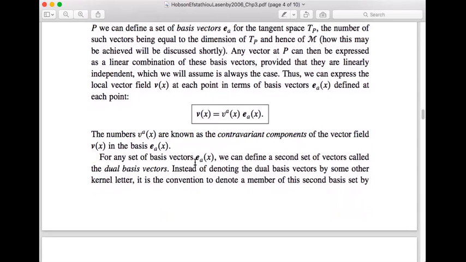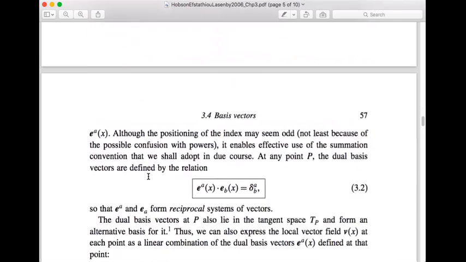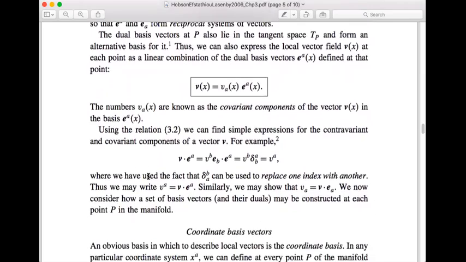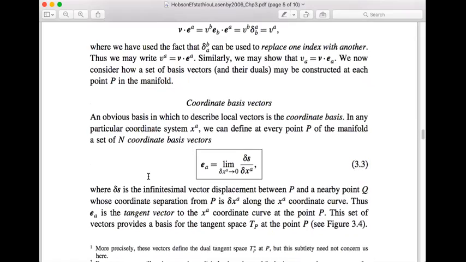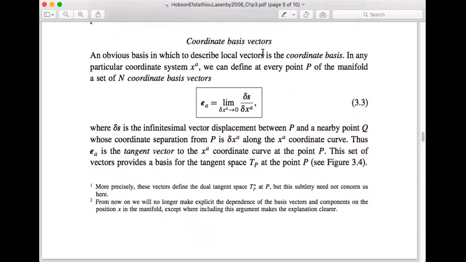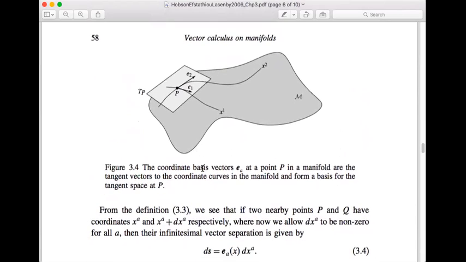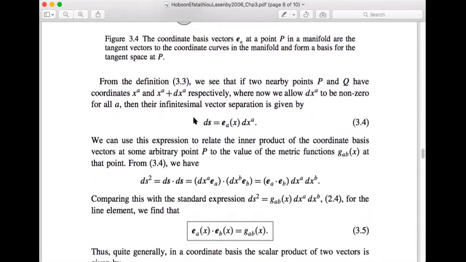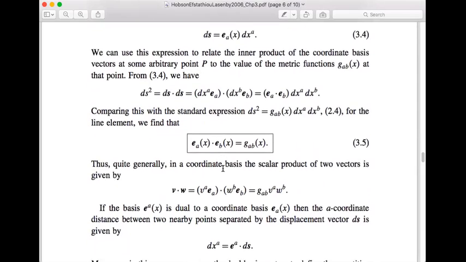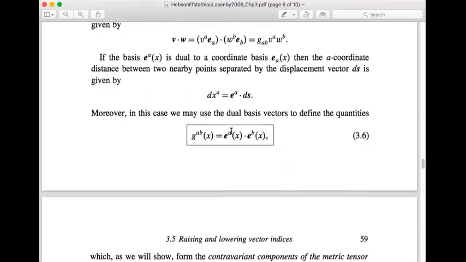Any set of basis vectors. Okay, so he's going to get into the dual basis that we're going to deal with next week. Let's skip over all of that. Coordinate basis vectors: I'm going to leave this for you to read on your own. He's just going to explain what I just explained to you just now, and he's going to make the connection with the metric tensor, which is really quite beautiful.